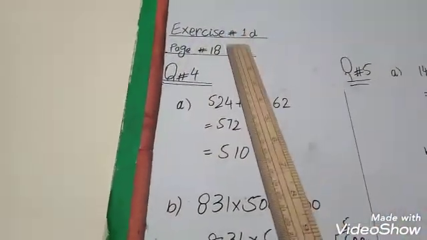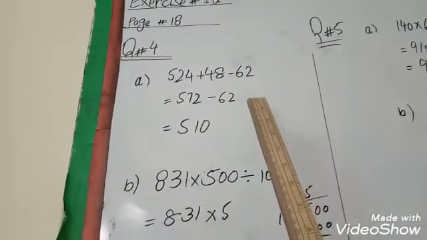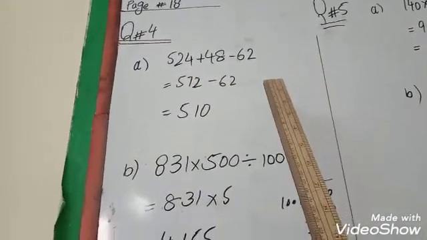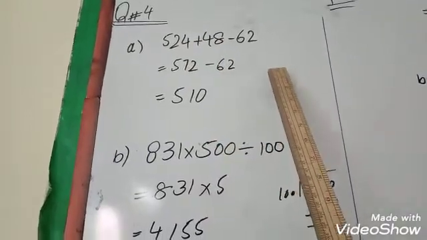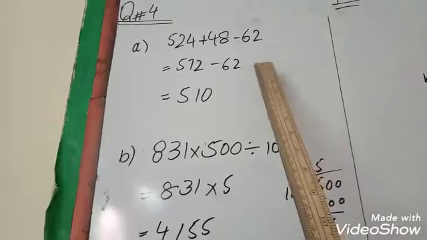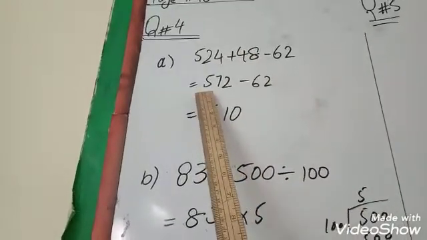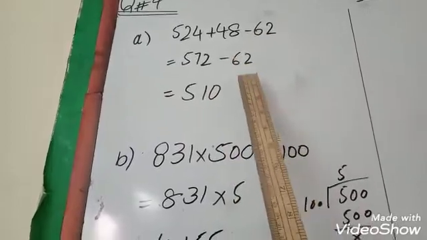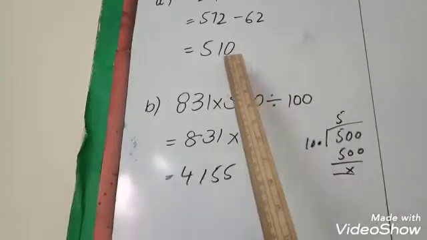Exercise 1D, page number 18, question number 4. Simplify this. We use here DMAS rule because here are two operations, addition and subtraction. According to DMAS rule, we first solve addition, then subtraction. So we add these two values, then we get 572 minus 62 as it is. Now subtract these two values, then we get 510.